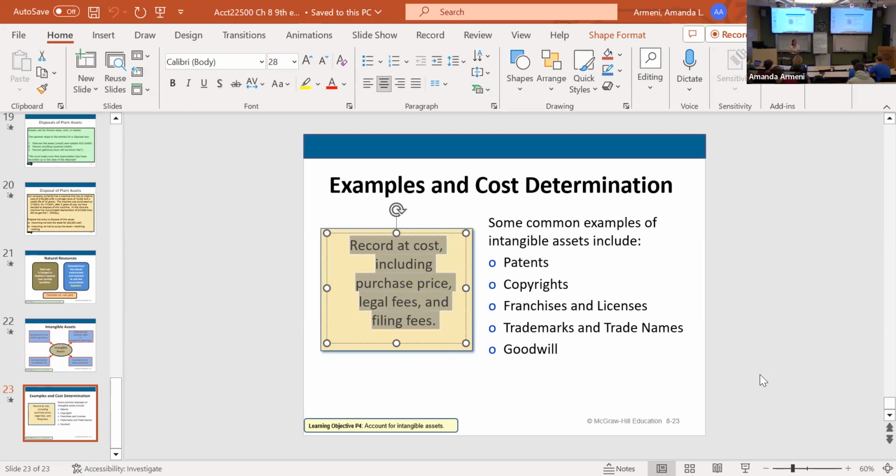So with fixed assets, buildings, equipment, machinery, we depreciate. With natural resources, it's called depletion. With intangible assets, it's called amortization. Okay? But the ideas are the same. You come up with the value of the asset and you show it being used over time. Yes.